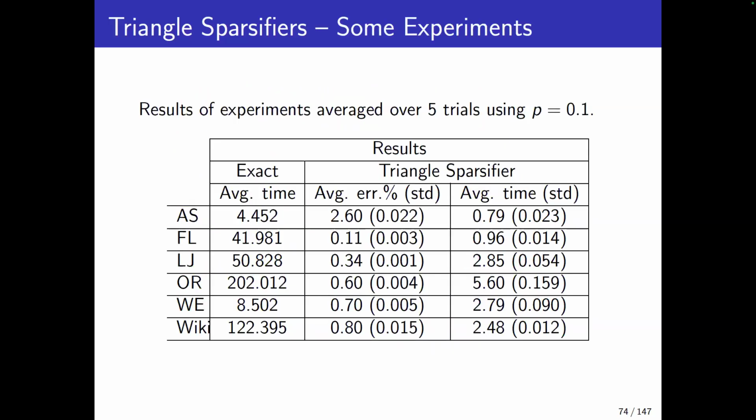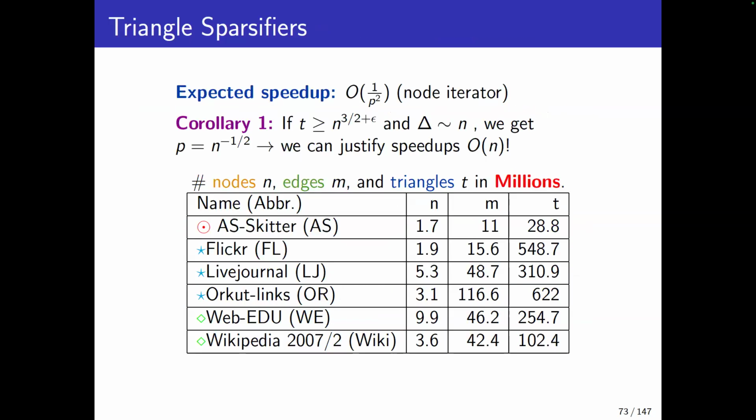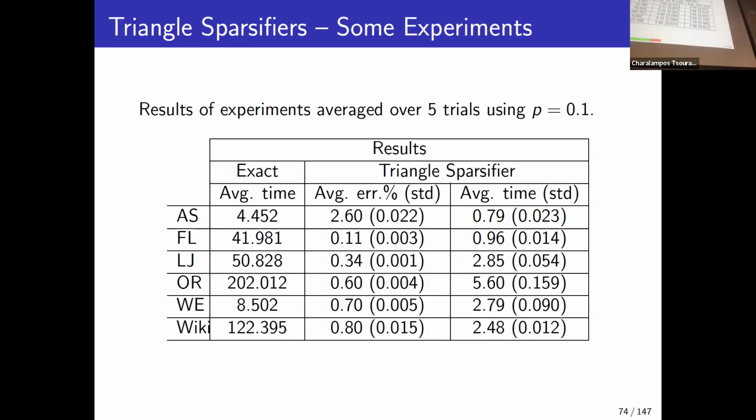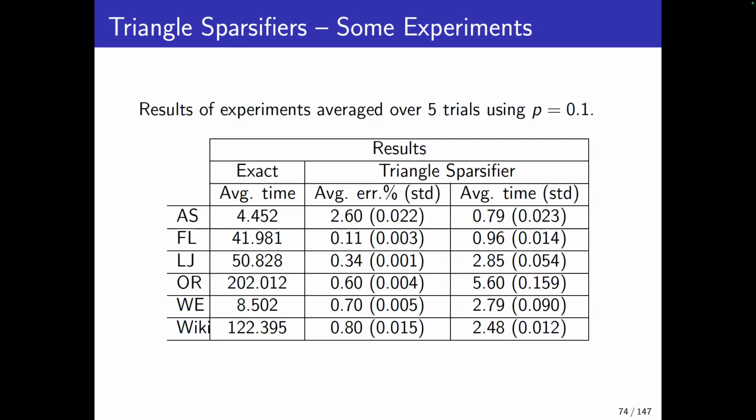So there are many experiments. This method has actually been incorporated in many systems, like in many toolboxes. It's well known, and you can find more numbers. But these are some small graphs that you can see on the previous slide with, let's say, a few million edges. Orkut is the biggest one. If you look at Orkut, from 200 seconds you go down to something like 5.6 seconds with an average error of 0.6%. This is not 6%, it's 0.6%, so less than 1% error.